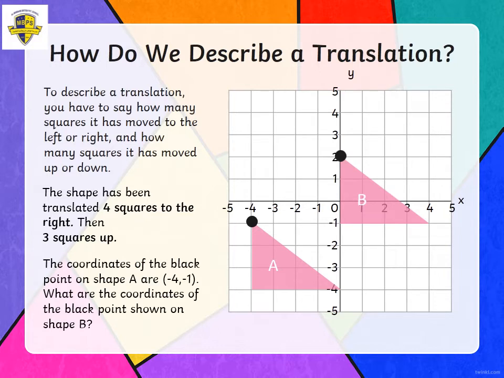Now, if I ask you, can you check the position of the black point on shape B? Excellent. This is 0 and 2.